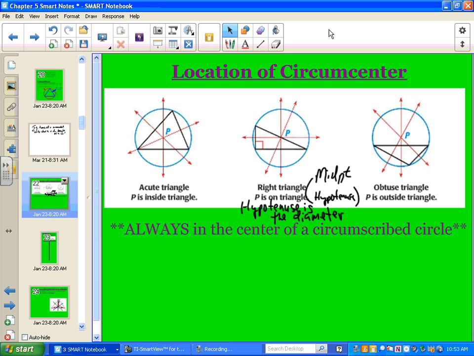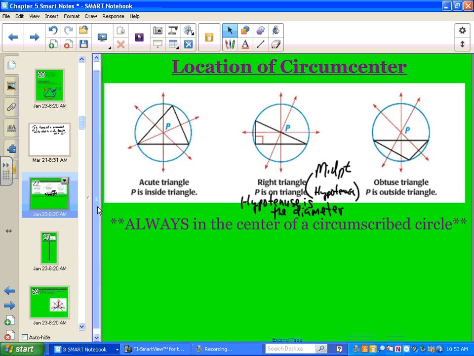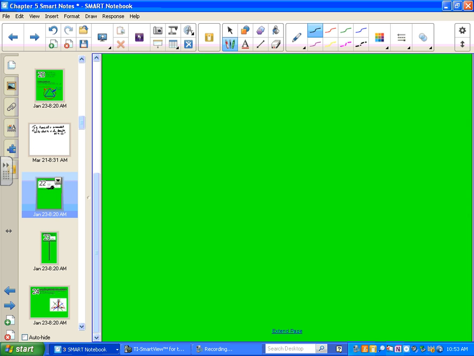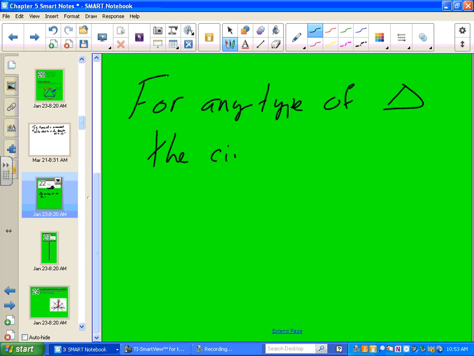My question to you is, regardless, for any type of triangle, it doesn't matter if it's acute, right, or obtuse, for any type of triangle, the circumcenter is always located where?